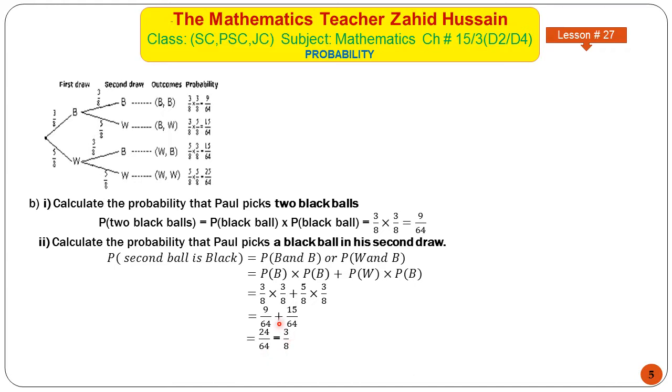So this is how we will construct a probability tree diagram, and then from that probability tree diagram we will find the probability of the given event.